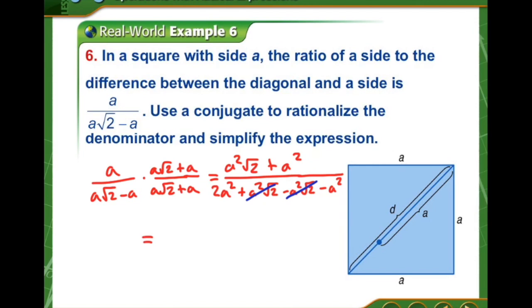And then we need to do a squared. You can factor out an a squared on the numerator. So we have square root 2 plus 1 on the top. And on the bottom, we have an a squared in both of these as well, so we can factor that out. And we have 2 minus 1.